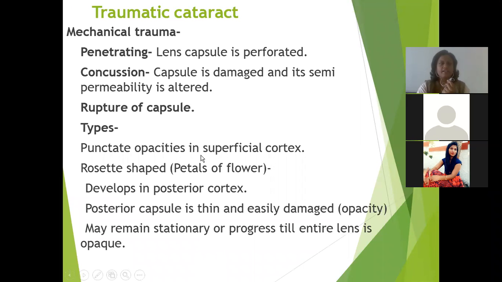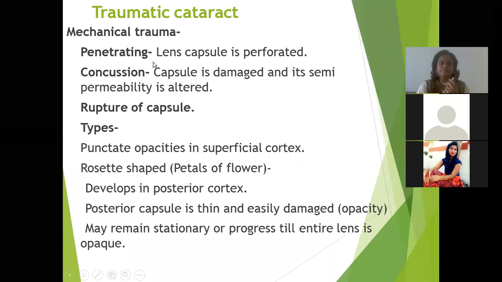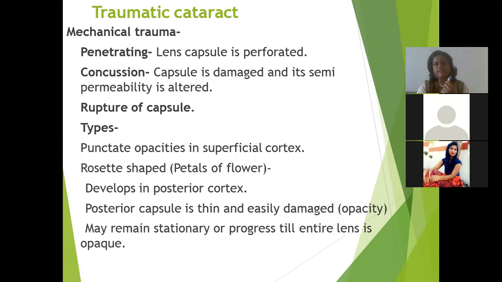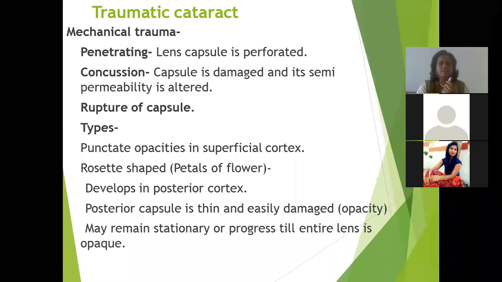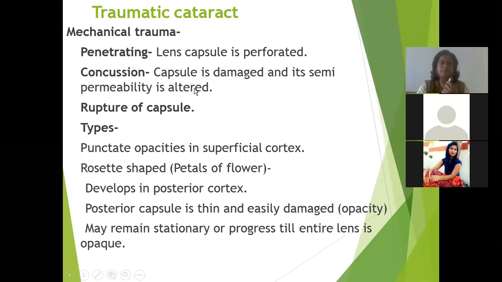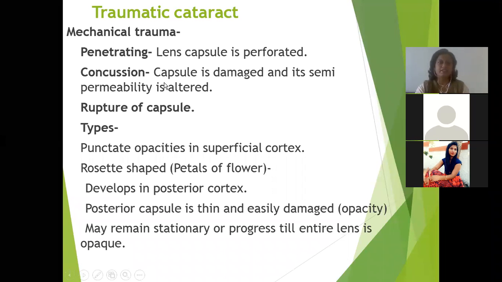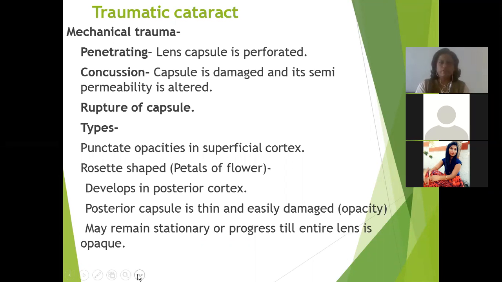Then traumatic cataract occurs when there is a mechanical trauma, that is, when there is a penetrating injury to the lens capsule. When the lens capsule is perforated, it leads to the mechanical trauma. In concussion, the capsule is damaged and its semi-permeability is altered. So there is a rupture of the capsule.